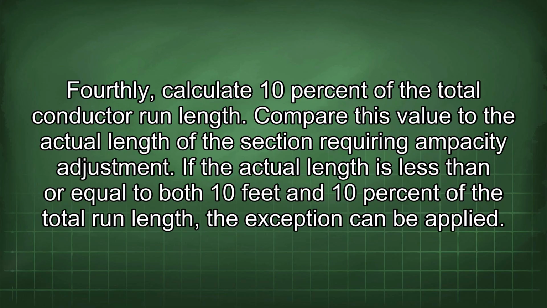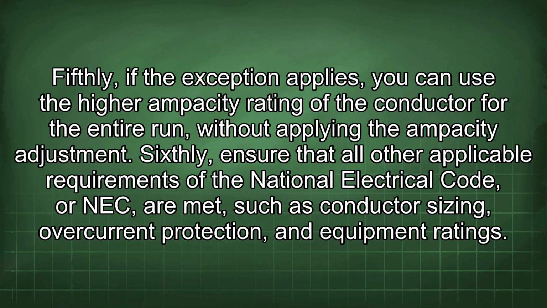Fourthly, calculate 10% of the total conductor run length. Compare this value to the actual length of the section requiring ampacity adjustment. If the actual length is less than or equal to both 10 feet and 10% of the total run length, the exception can be applied. Fifthly, if the exception applies, you can use the higher ampacity rating of the conductor for the entire run without applying the ampacity adjustment. Sixthly, ensure that all other applicable requirements of the National Electrical Code, or NEC, are met, such as conductor sizing, overcurrent protection, and equipment ratings.